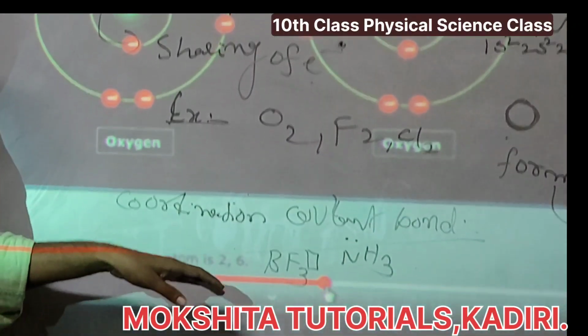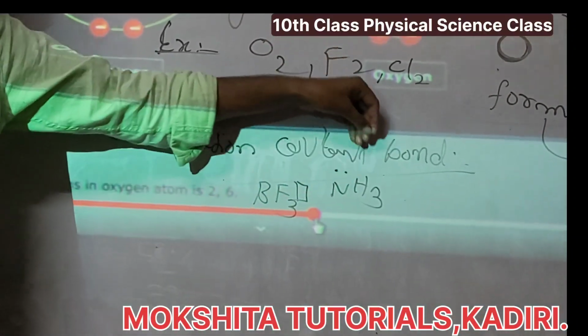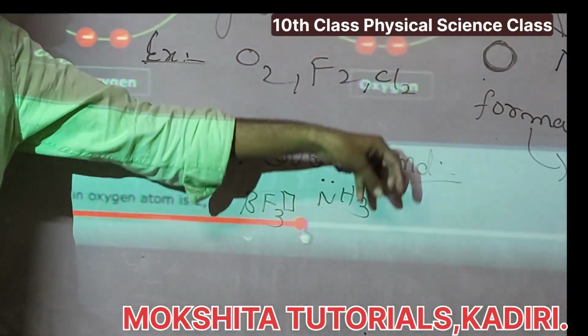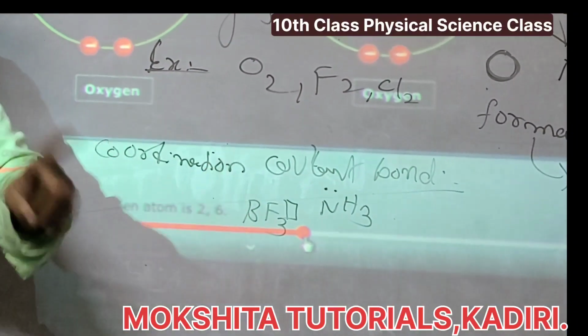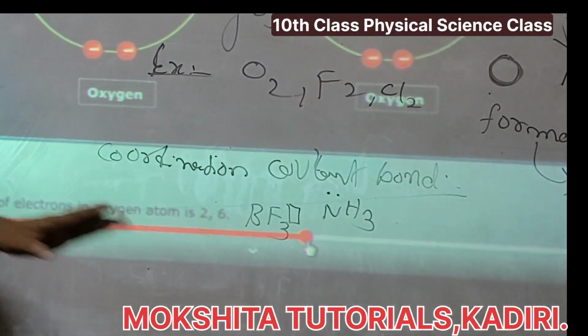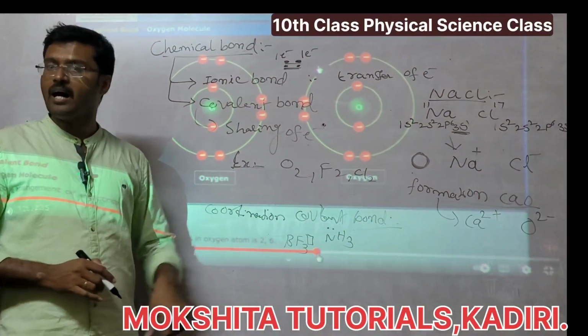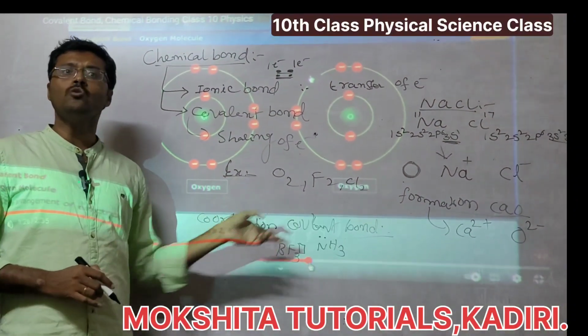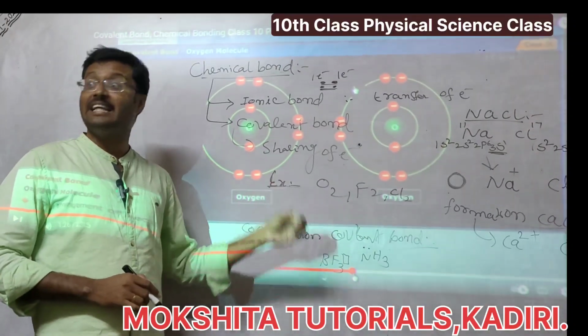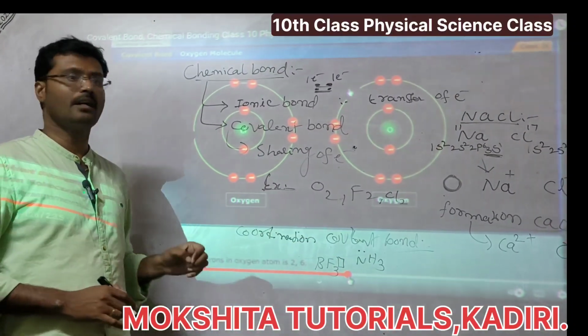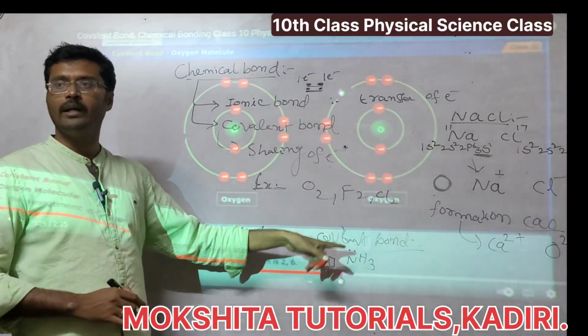So that means in the case of coordination covalent bond, only one molecule gives the electron pair, but the second molecule does not give any electron pair, it only has an empty orbital. So these 2 molecules equally share that electron pair. This is called coordination covalent bond.